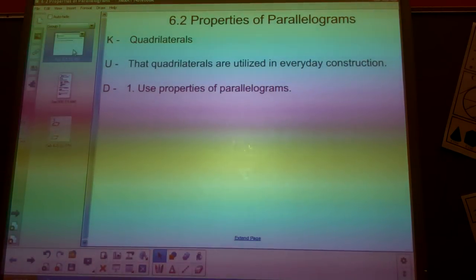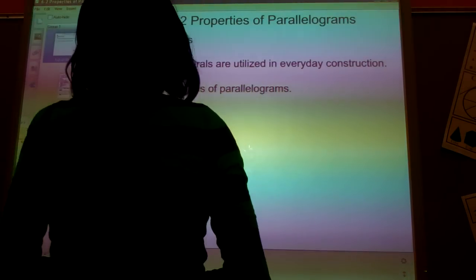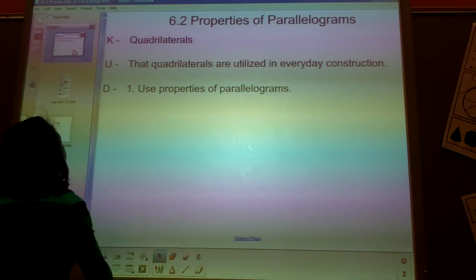This is Chapter 6-2, Properties of Parallelograms. Please copy your cuts.